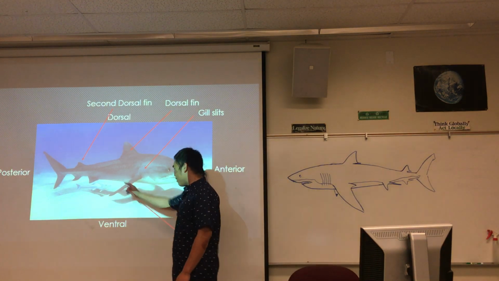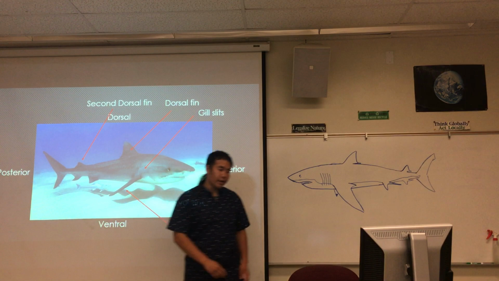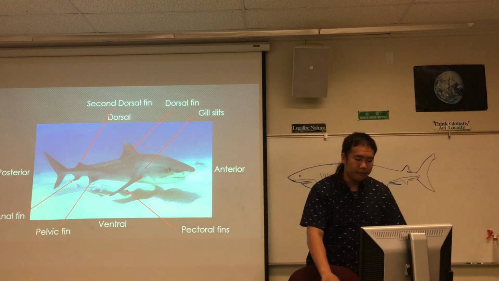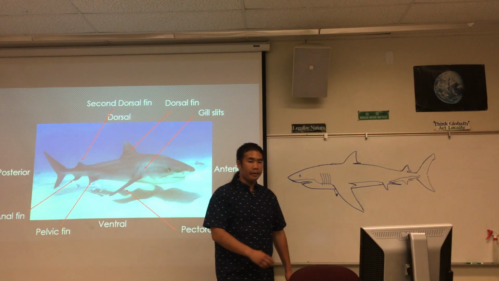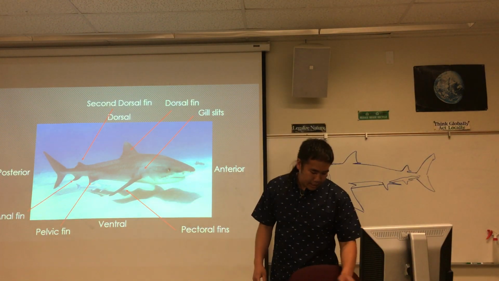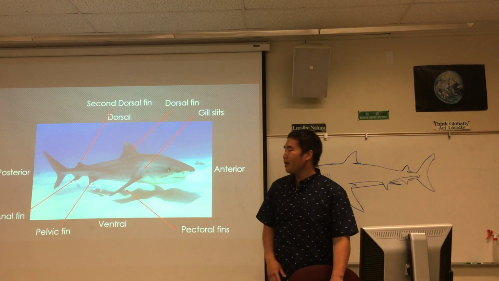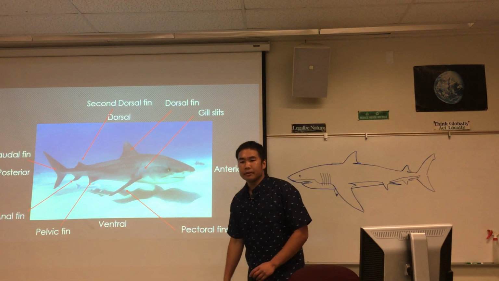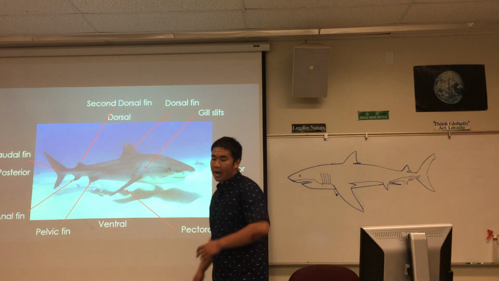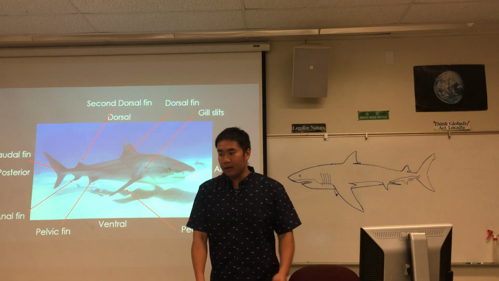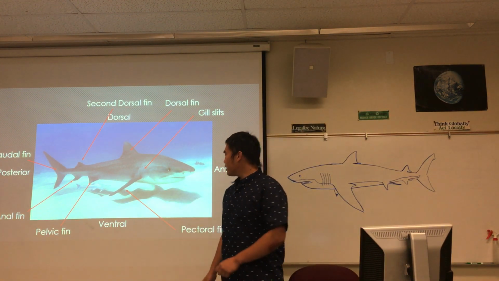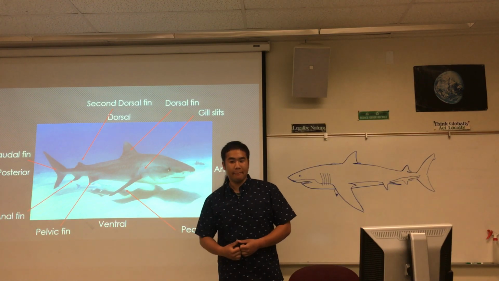Down here we got these two little fins. The one in the front is called the pelvic fin, pelvic for hip, and the one at the end is called the anal fin. And then the last fin that we have is the tail fin, but it's actually called the caudal fin. Caudal means tail or back end. So make sure you guys are labeling your little sharks and you know all the different fin names.